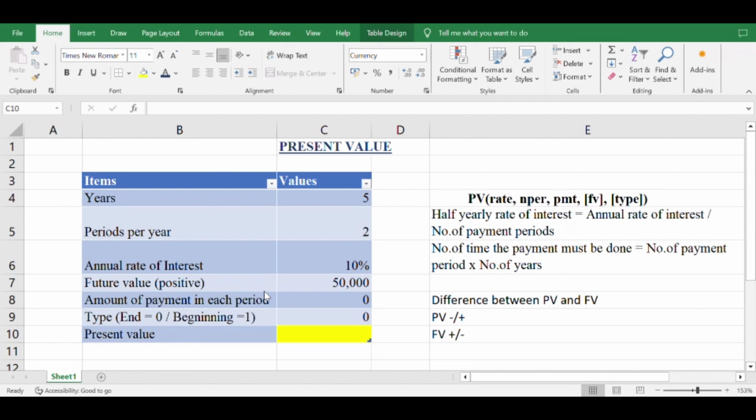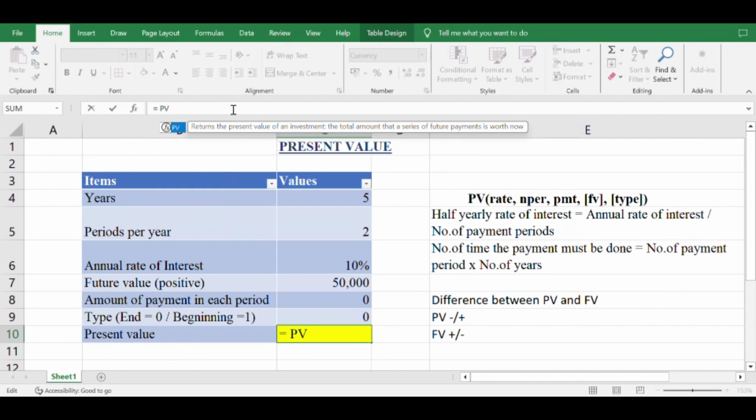Here also we have sample data where we have a period of 5 years and we'll be paying 2 times a year, which is half yearly, and the annual rate of interest is 10%, and the future value of your investment is expected to be 50,000 rupees. The amount of payment in each period is 0. I haven't mentioned it, but you can mention that as well, and the type is 0, which means I'll be getting my returns at the end of the year.